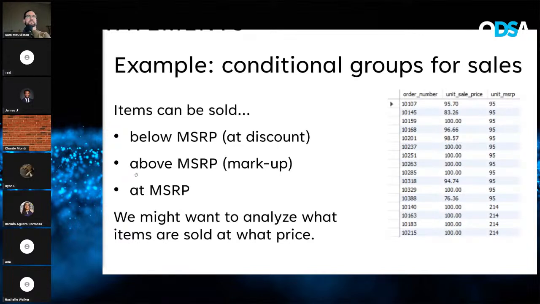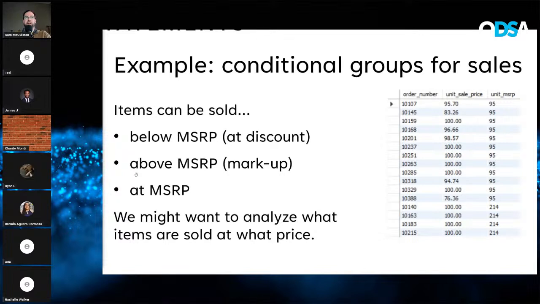Yeah, I mean, so simply you would put if it's greater than 95, then above sale price. If equal to or greater than 95, above sale price, and the other one would be if less than 95, then below sale, then below MSRP.